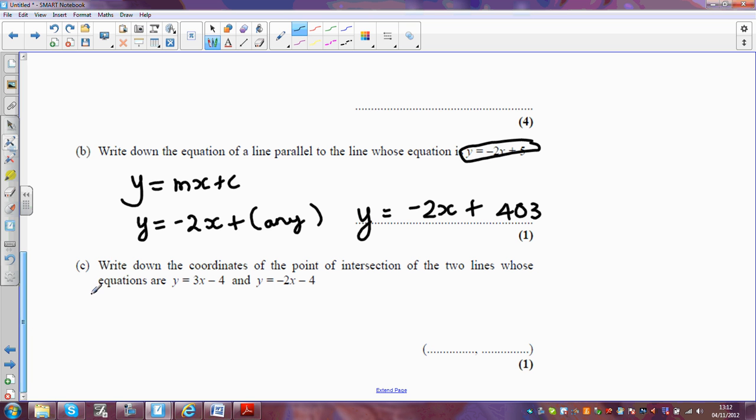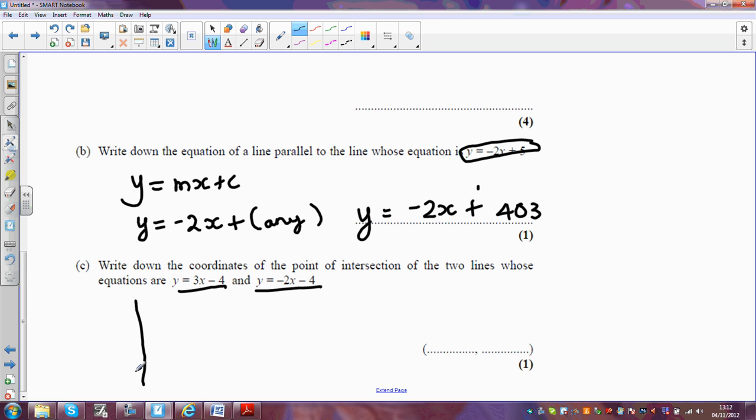Okay, going on to part C, looks as though it might be quite a complicated question, this one, because they've given me two equations, and normally to find out where two straight lines meet, I would have to solve those equations simultaneously, but it's only worth 1 mark, so maybe there's an easier way of doing it. And what I realize here is there's a similarity between these two lines. Both of them have an intercept of minus 4.